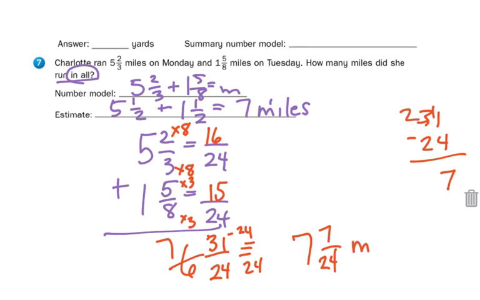24ths. And then we always want to put a label. Did she run that in yards? Did she run that in kilometers? Did she run that in feet? So at the bottom, please write in our final equation and answer. 7 and 7/24ths. So 5 2/3 plus 1 5/8 equals 7 7/24ths miles. That is it for this lesson.